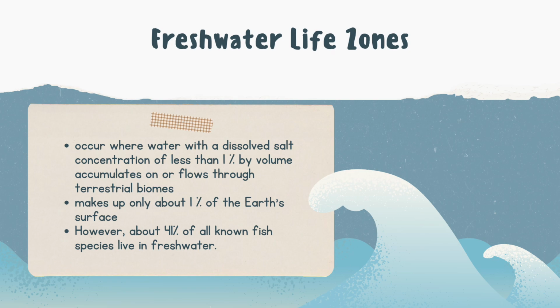So, freshwater life zones are found in waters with a dissolved salt concentration of less than 1%. Freshwaters are divided up into standing bodies of freshwater, such as lakes, ponds, and inland wetlands, and flowing bodies of fresh water, such as rivers and streams. Only 1% of the Earth's surface is covered with fresh water. However, about 41% of all known fish species live in fresh water. Runoff from land provides the water with nutrients such as nitrogen and phosphorus because the freshwater zones are close to terrestrial land ecosystems.